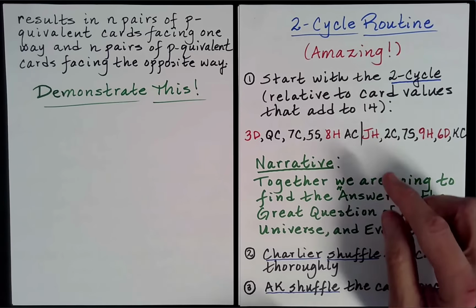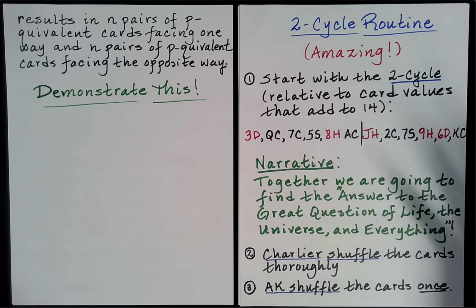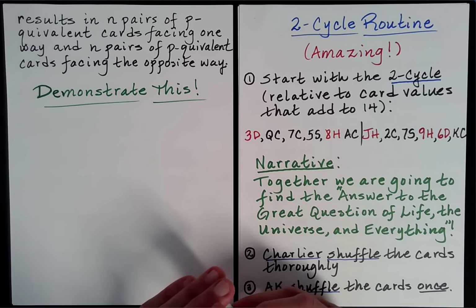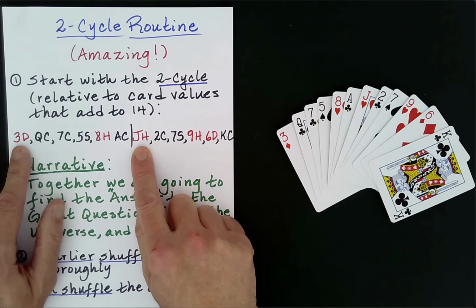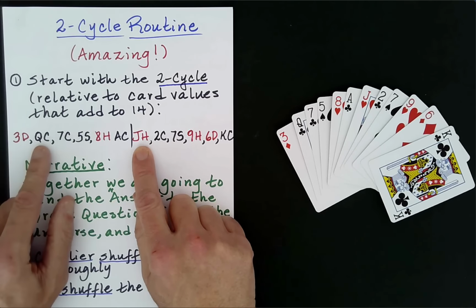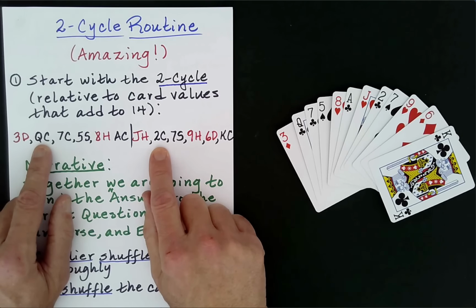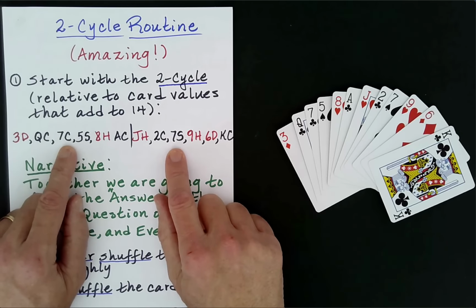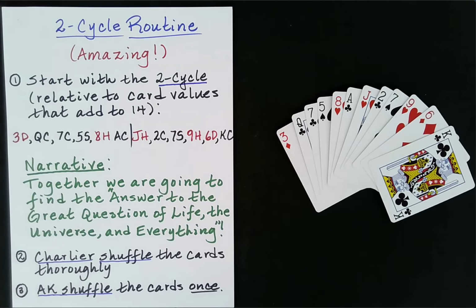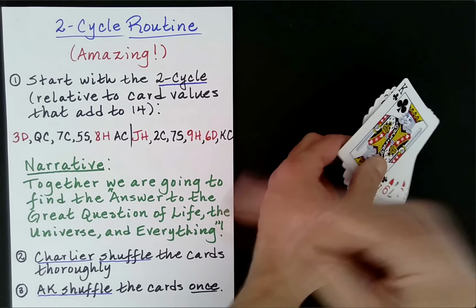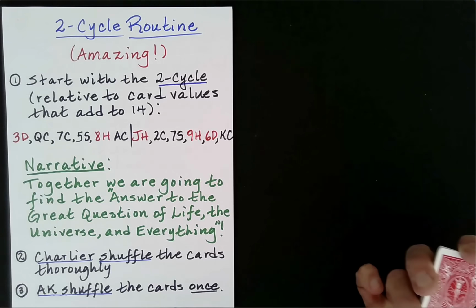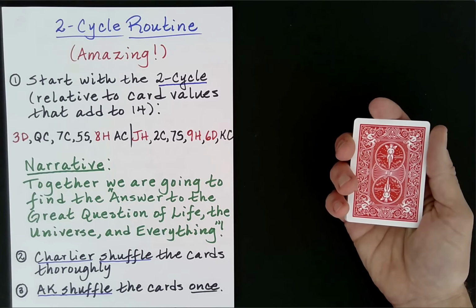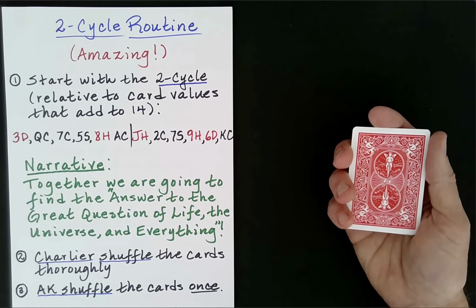Okay, so here is a routine. In fact, it's the very thing that I was just talking about. So start with the 2 cycle relative to card values that add to 14. So the 3, Jack counts as 11. So 3 plus 11 is 14. Now we move 1 over. Queen is a 12, plus 2 is 14. Of course, a couple of 7s added, 14, and so forth. Okay, so this is set up the way it's mentioned there. Now the narrative for this is we're going to find the answer to life, the universe, and everything.